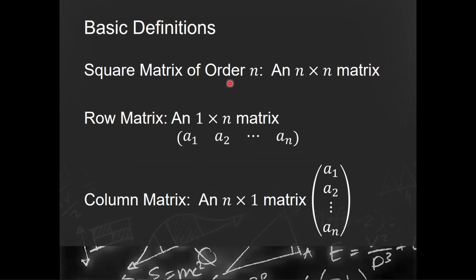Okay, a square matrix of order n is, as you guessed, basically an n by n matrix, n rows, n columns. We also have a row matrix, and this is a row matrix. It has one row and n columns. Here they are. And then we also have a column matrix, which has one column, but can have as many as n rows, where of course n is an integer.